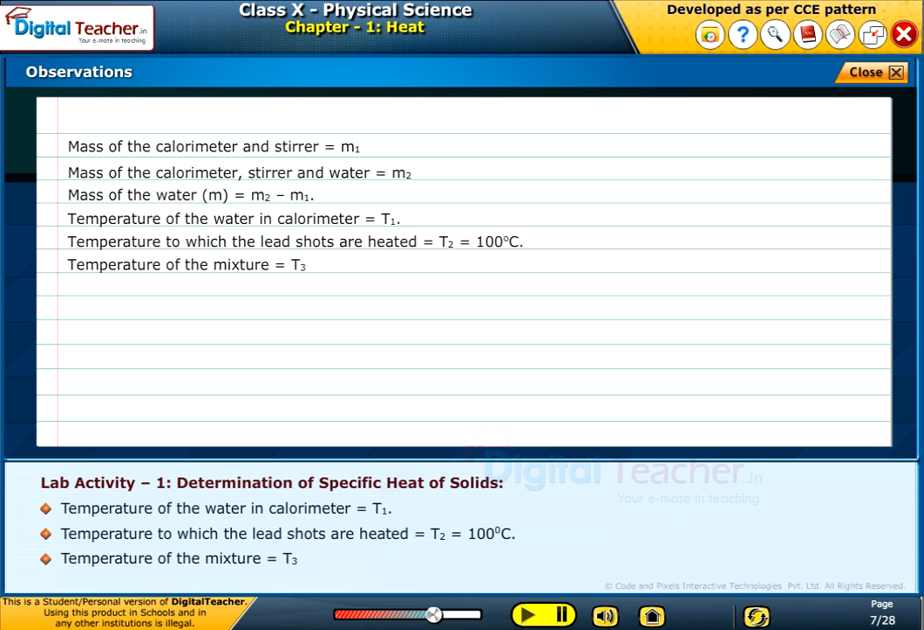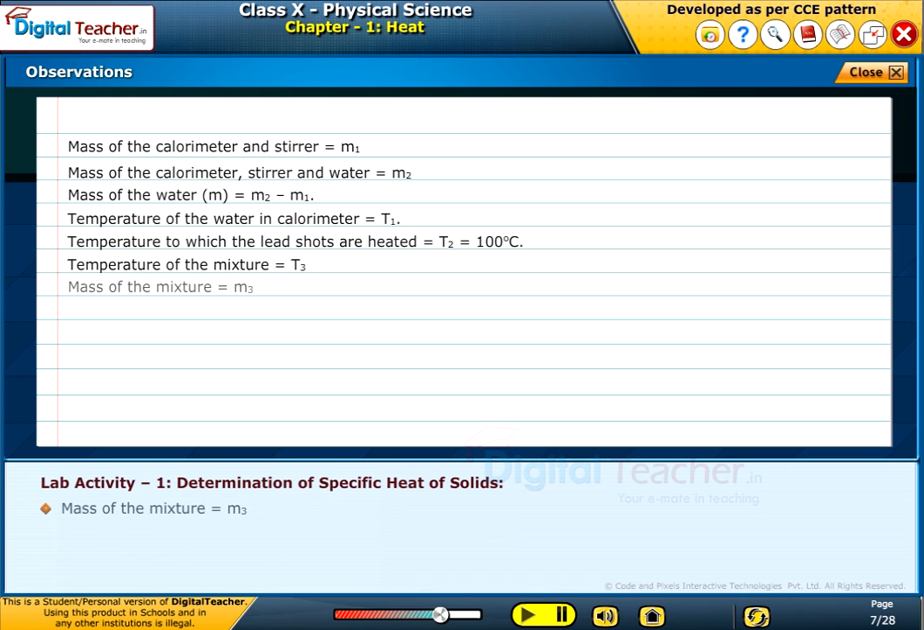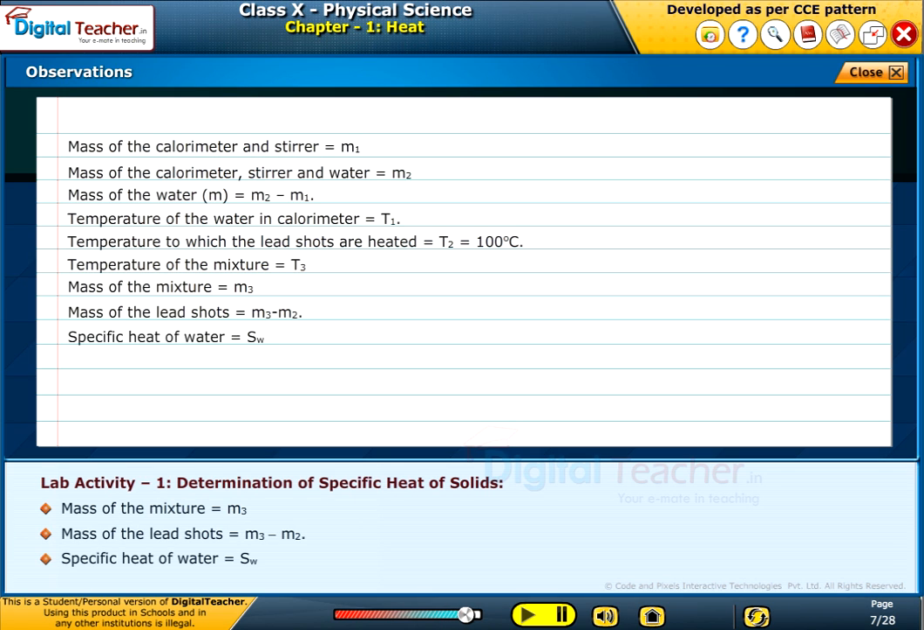Temperature of the mixture is equal to T3. Mass of the mixture is equal to M3. Mass of the lead shots is equal to M3 minus M2. Specific heat of water is equal to SW. Specific heat of calorimeter is equal to SC.